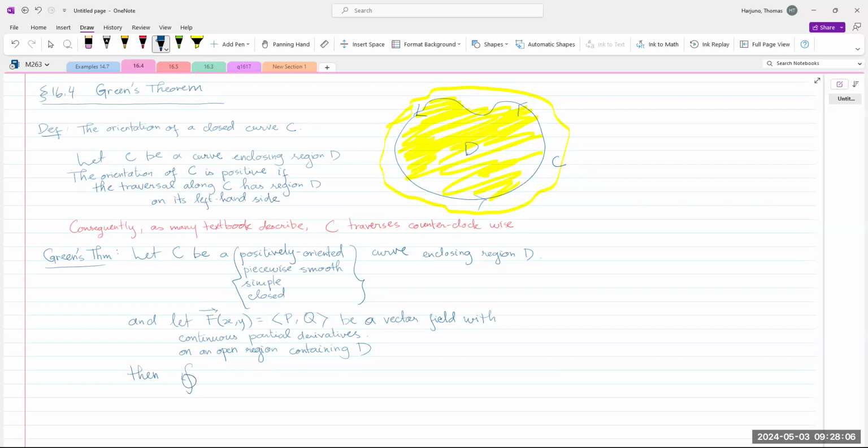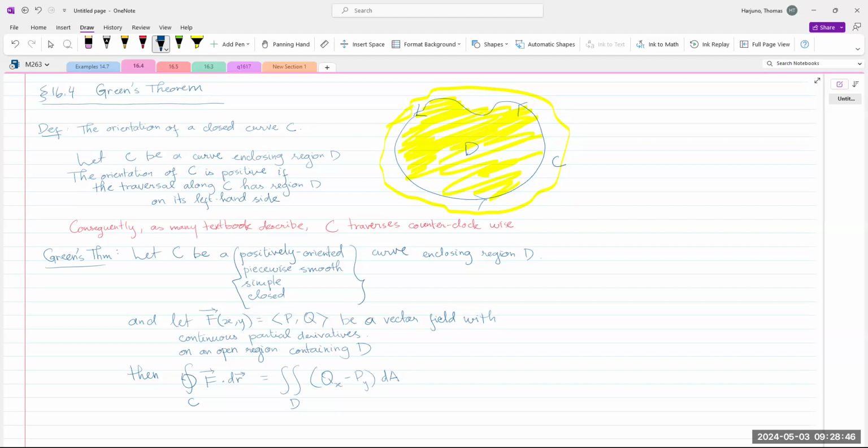Integral over closed curve C. I think this is the first time we see that notation. This is just a regular line integral, but we emphasize with that circle around the integral sign that this is actually a closed curve. So the line integral over closed curve C of F dot dr is equal to the double integral over D of Q sub x minus P sub y dA.